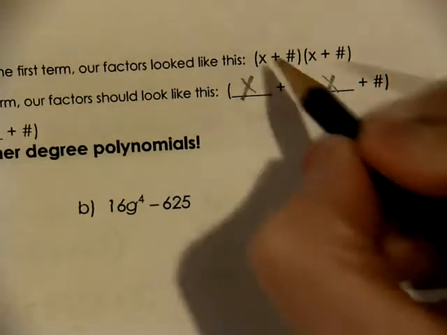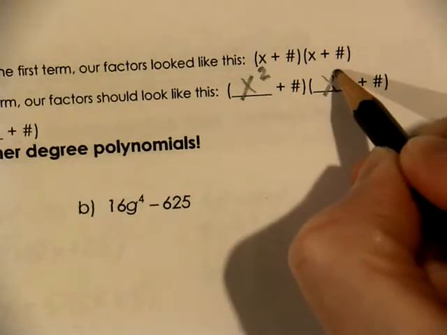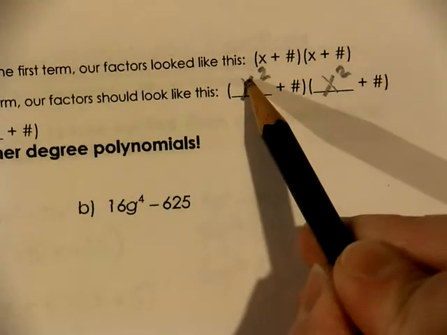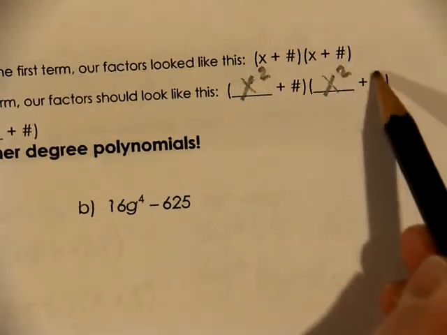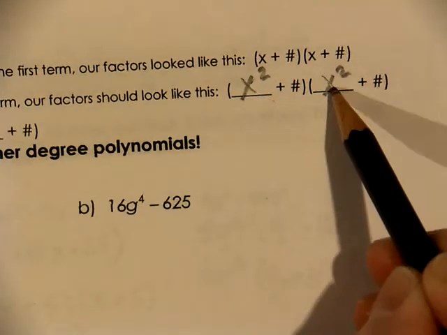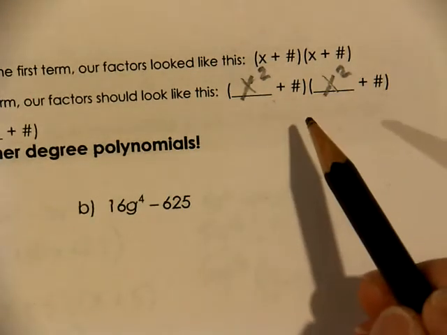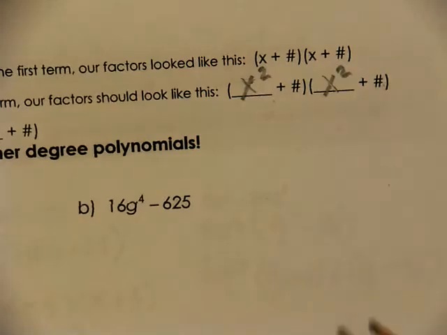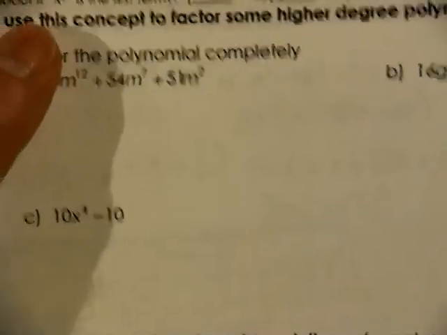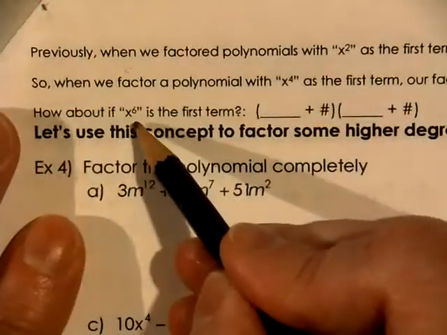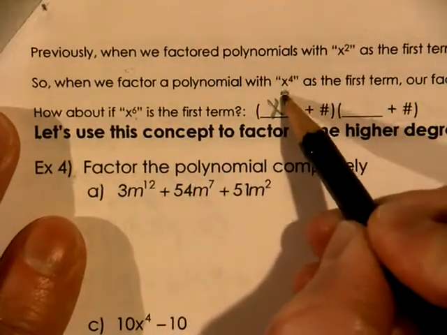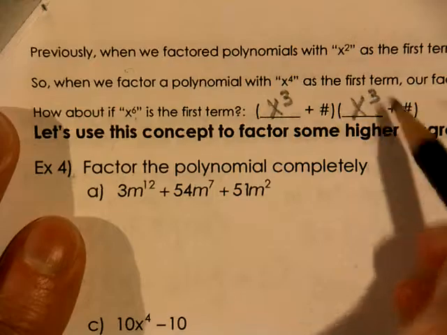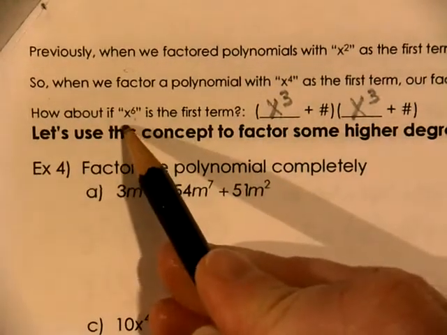But to get x to the fourth, we have to have squares. So x squared and x squared makes x to the fourth. X squared plus an x squared gives you an x squared number in the middle, and then your constant. You can even do it with larger exponents. You just got to take half of those. So x to the third and x to the third would be able to multiply to be x to the sixth.